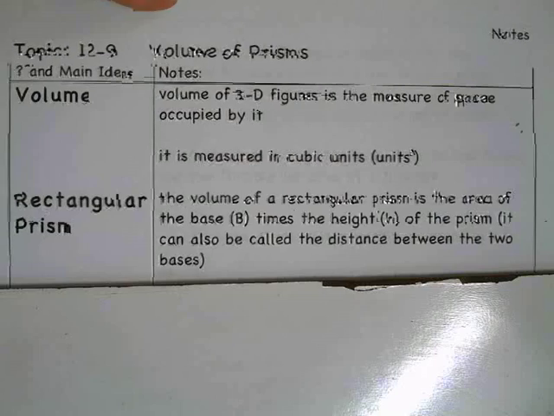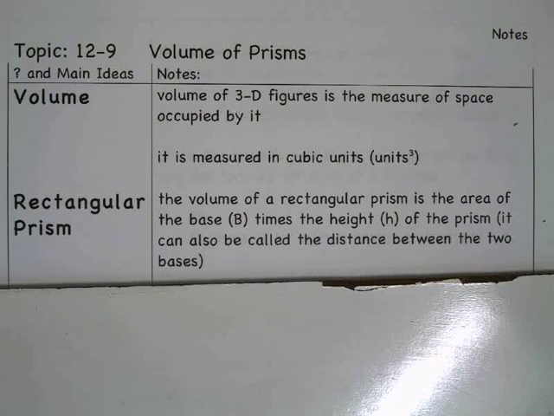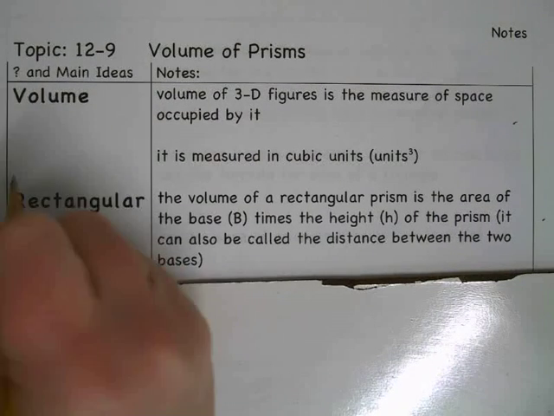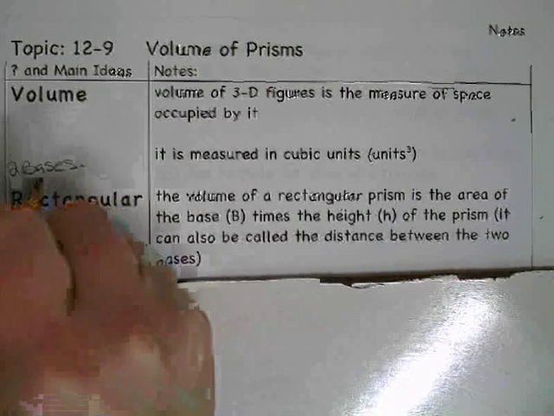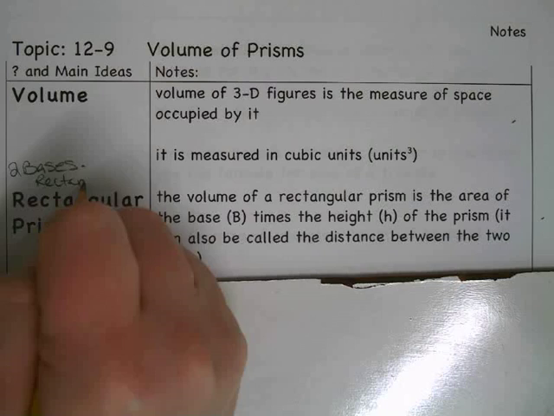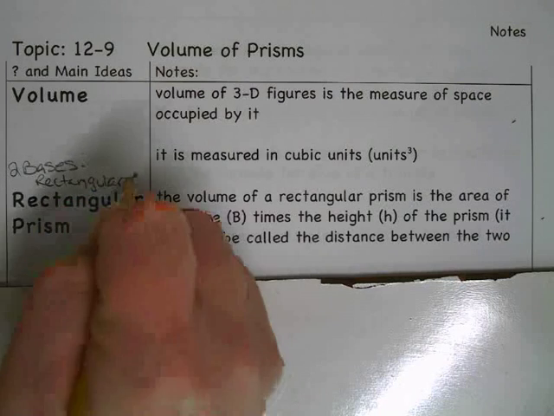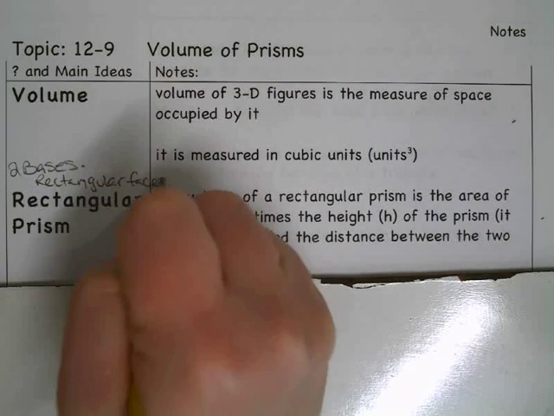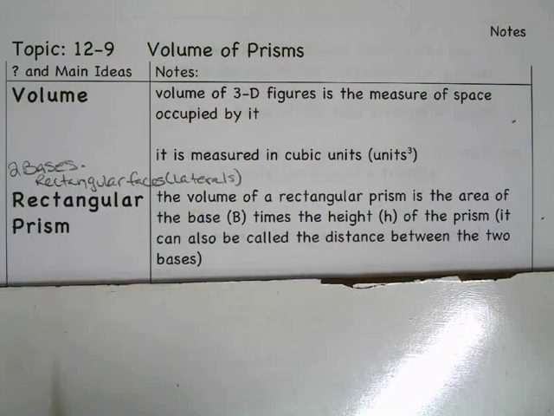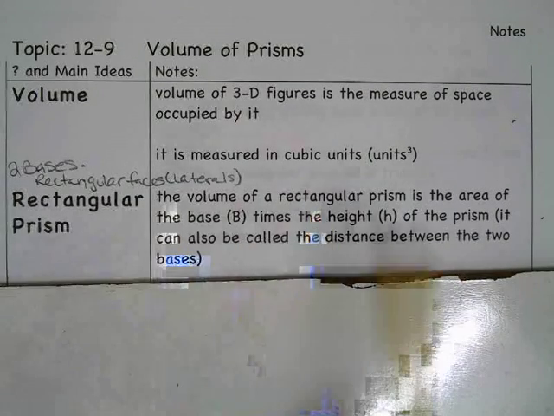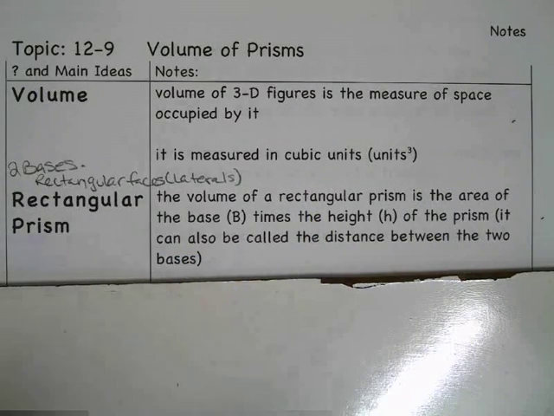There are several different types of prisms. One type of prism is a rectangular prism. Remember that a prism has two bases, and it has rectangular lateral faces. So a rectangular prism, the bases will be either square or rectangle. And the volume of a rectangular prism is the area of the base of the prism times the height of the prism. It can also be called the distance between the two bases.